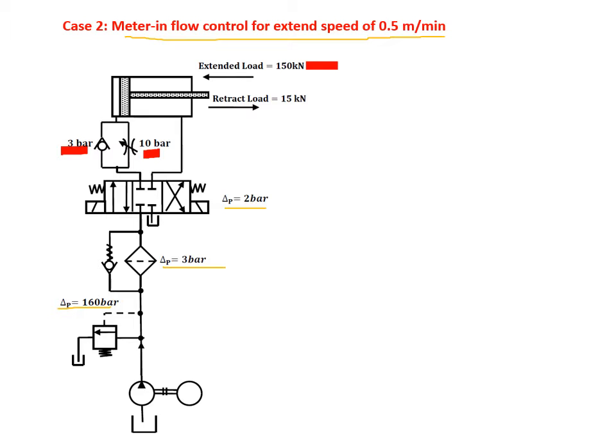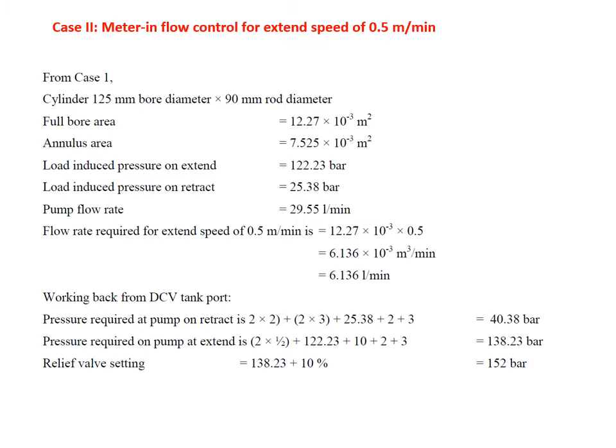meter per minute. So how to find out? In the previous lecture we studied that in order to find out the efficiencies we must calculate the various pressures during extension and retraction for the given circuit arrangement. So let us calculate them. For case 1 these are the parameters which we have got.